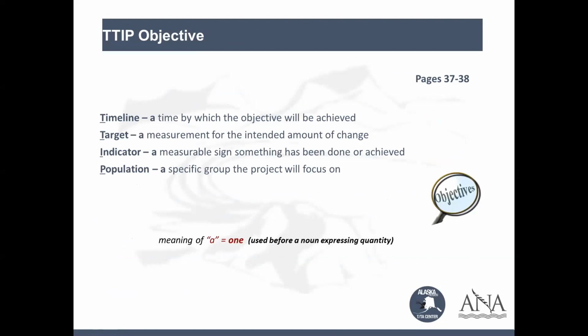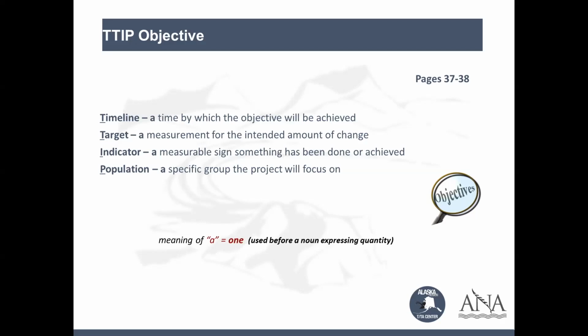Let's talk about this T-TIP. It stands for Timeline, Target, Indicator, and Population. The timeline is a time by which the objective will be achieved. The target is a measurement for the intended amount of change, which is described in the indicator. The indicator is that measurable sign that something has been done or achieved. And then the population is a specific group the project will focus on.